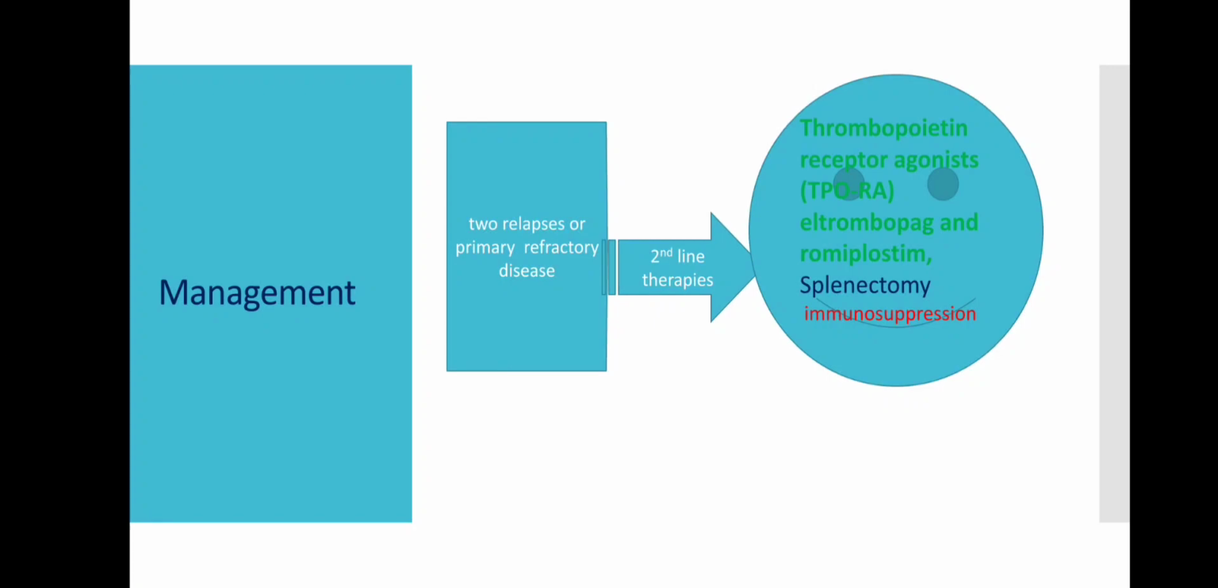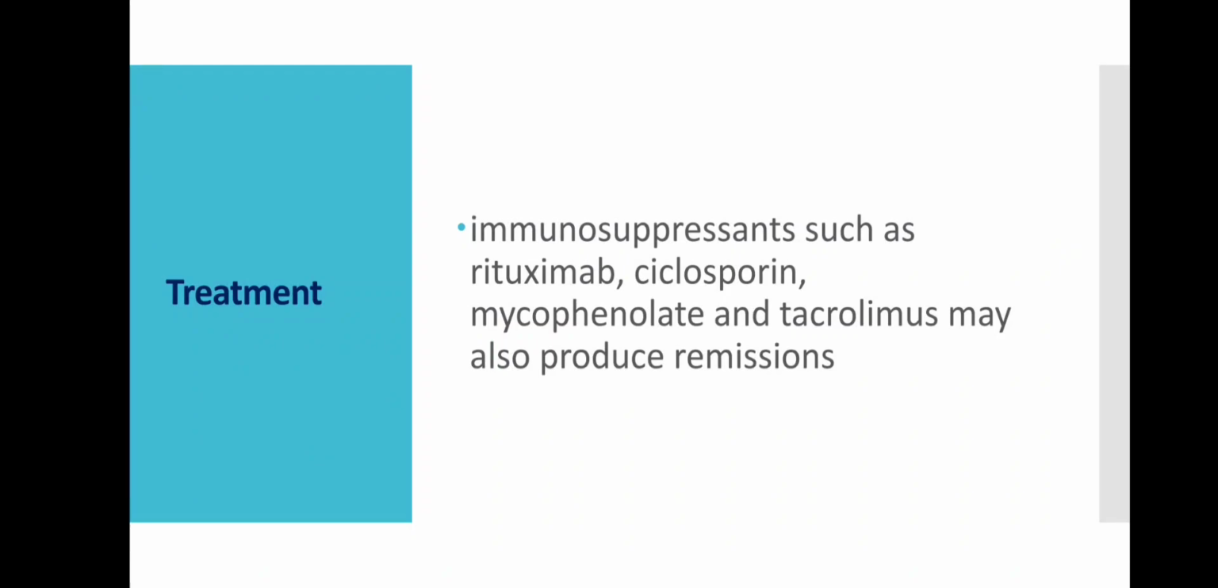What are the second line therapies? That is thrombopoietin receptor agonist, and you can also go for splenectomy, but it is not widely used. What are the immunosuppressive drugs you can use for ITP? The drugs are rituximab and cyclosporine. These are the things you have to remember: if a patient comes to you with two relapses, then you have to go for second line therapies. The second line therapies are thrombopoietin receptor agonist, and you can also go for immunosuppressive drugs and splenectomy.